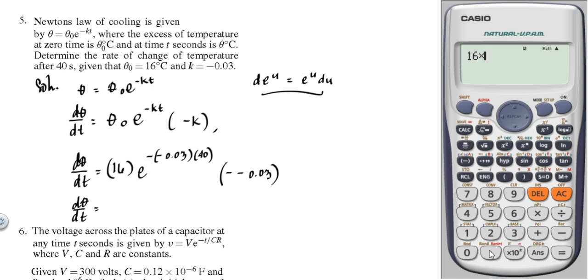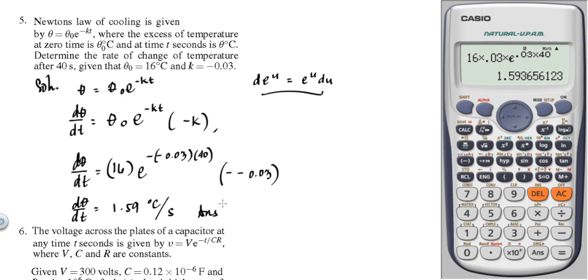16 times 0.03, times e raised to 0.03 times 40, equals 1.59. 1.59 degrees C per second. Now, this is your answer.